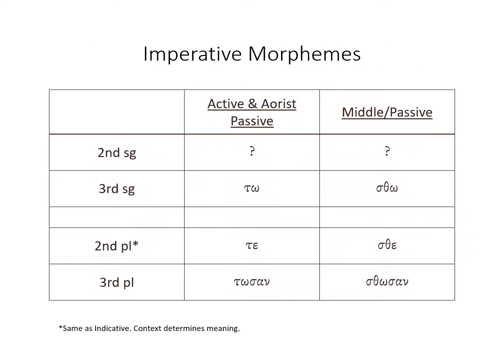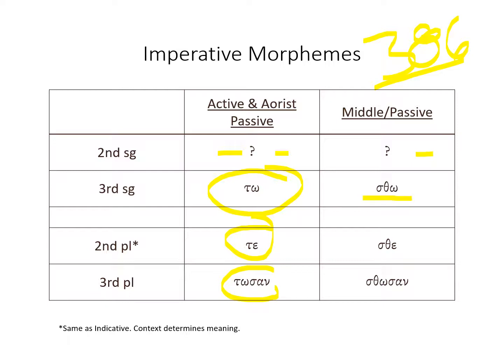The imperative morphemes, as Mounts lists these, we have on page 386. Have your textbook open, as always, when we go through the slides; page 3 to 6 is where I'm at. We have in the second singular with both the active, the present active, aorist active, and aorist passive, there's a question mark. It could be different endings, the middle passive likewise, but then there's stability with the -τω, -τε, -τωσαν, -σθω, -σθε, -σθωσαν, with the middle and passive.